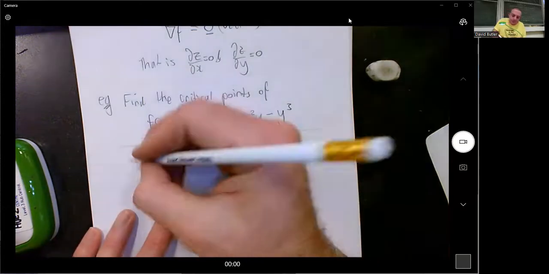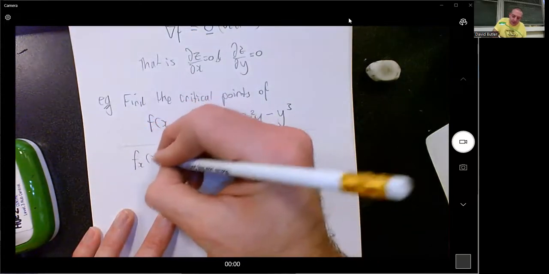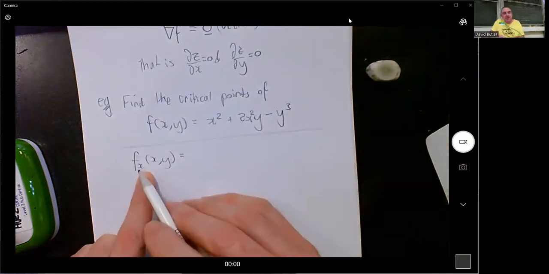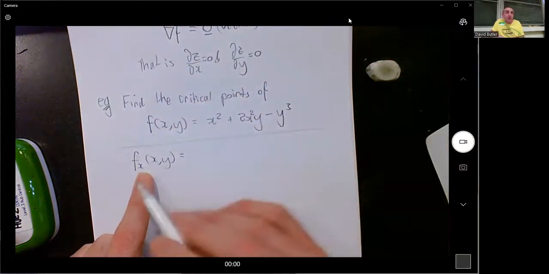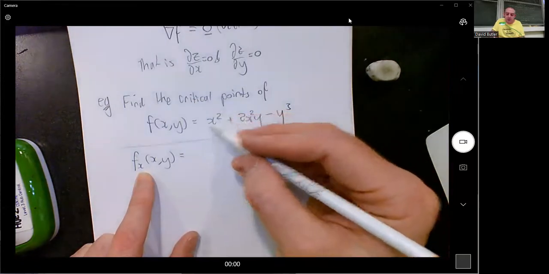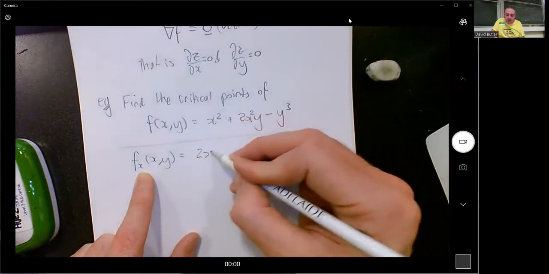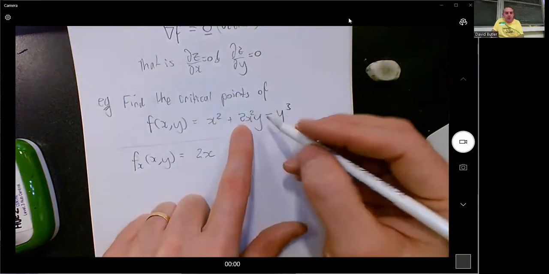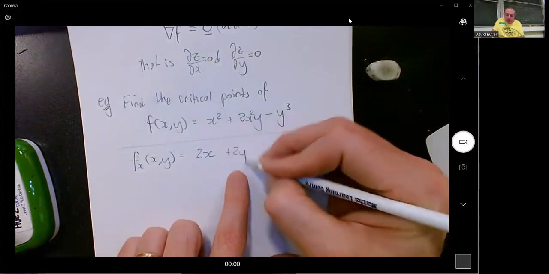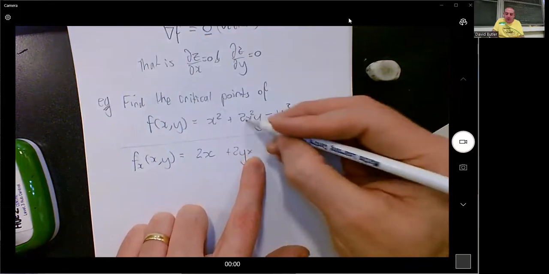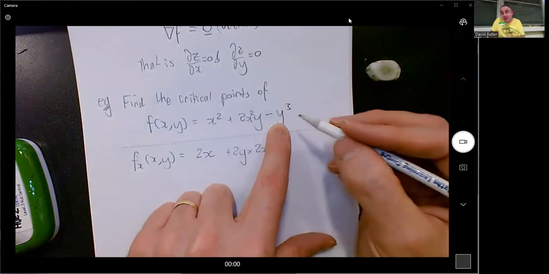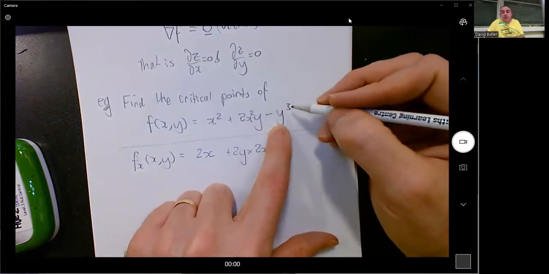So f sub x of x and y means that the x counts as a variable and the y and everything else counts as a constant. So the derivative of x squared is 2x. The 2 and the y are both multiplied on, so they'll still be multiplied on afterwards. And the derivative of 2x squared is 2x. The y doesn't have any x's in it, so it counts as a constant. And when you differentiate constants, they disappear.